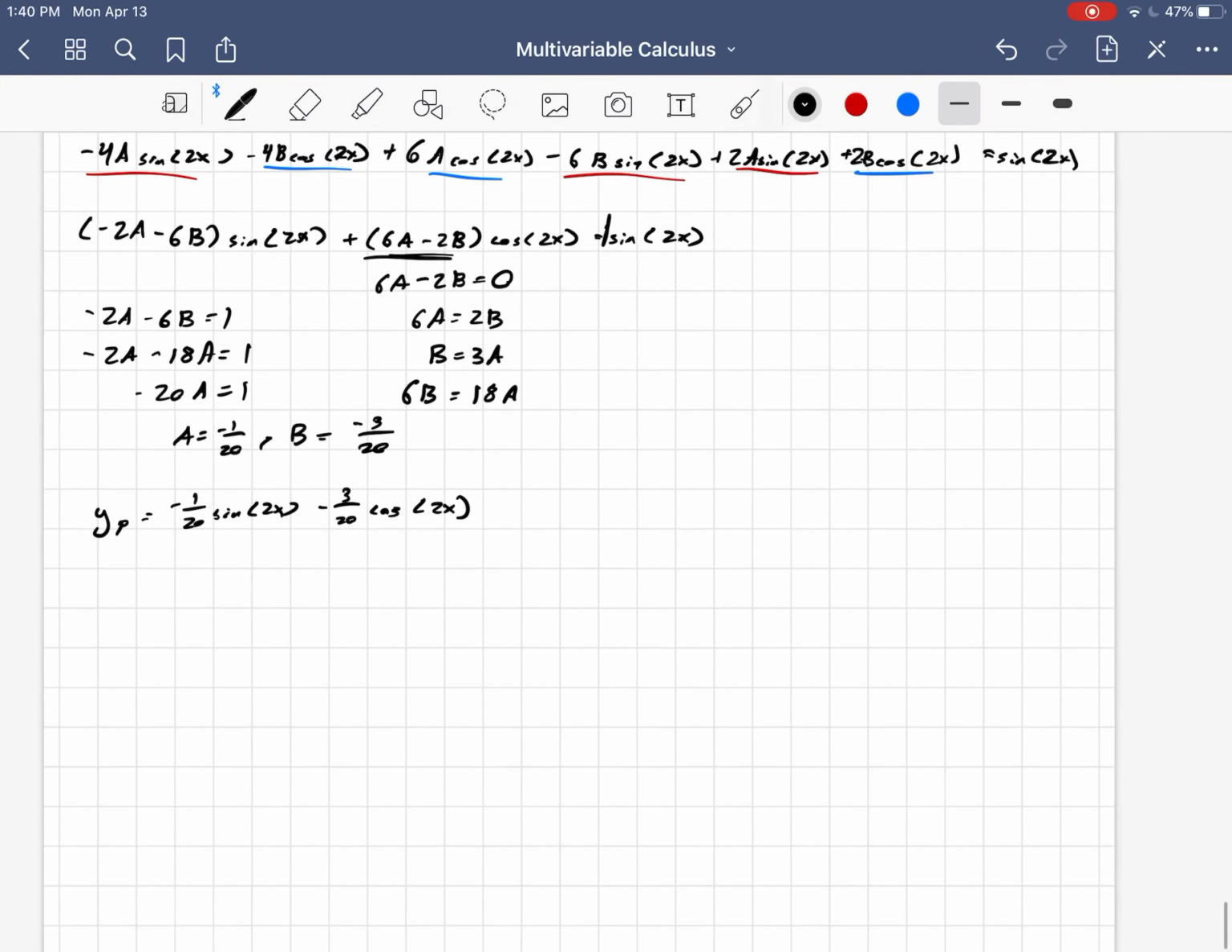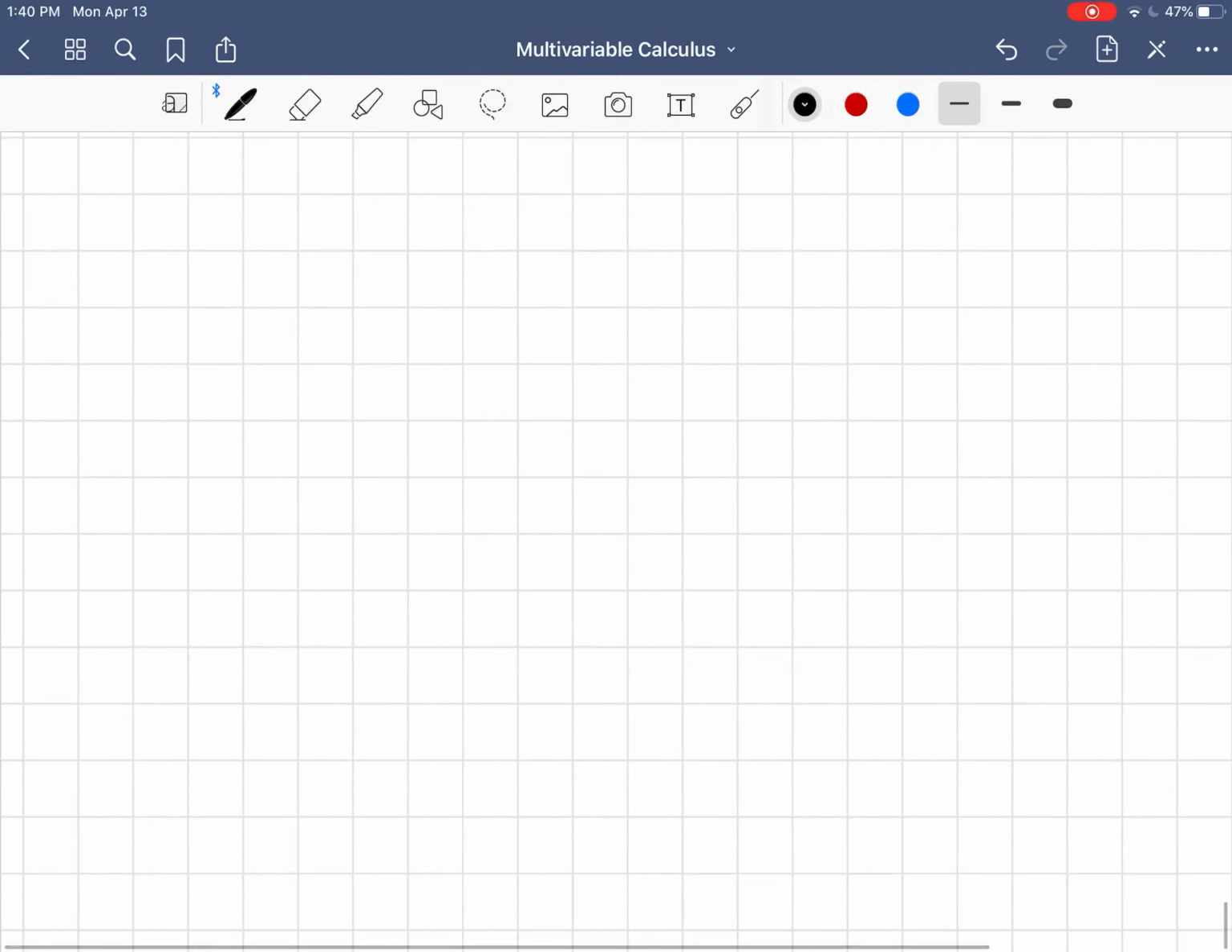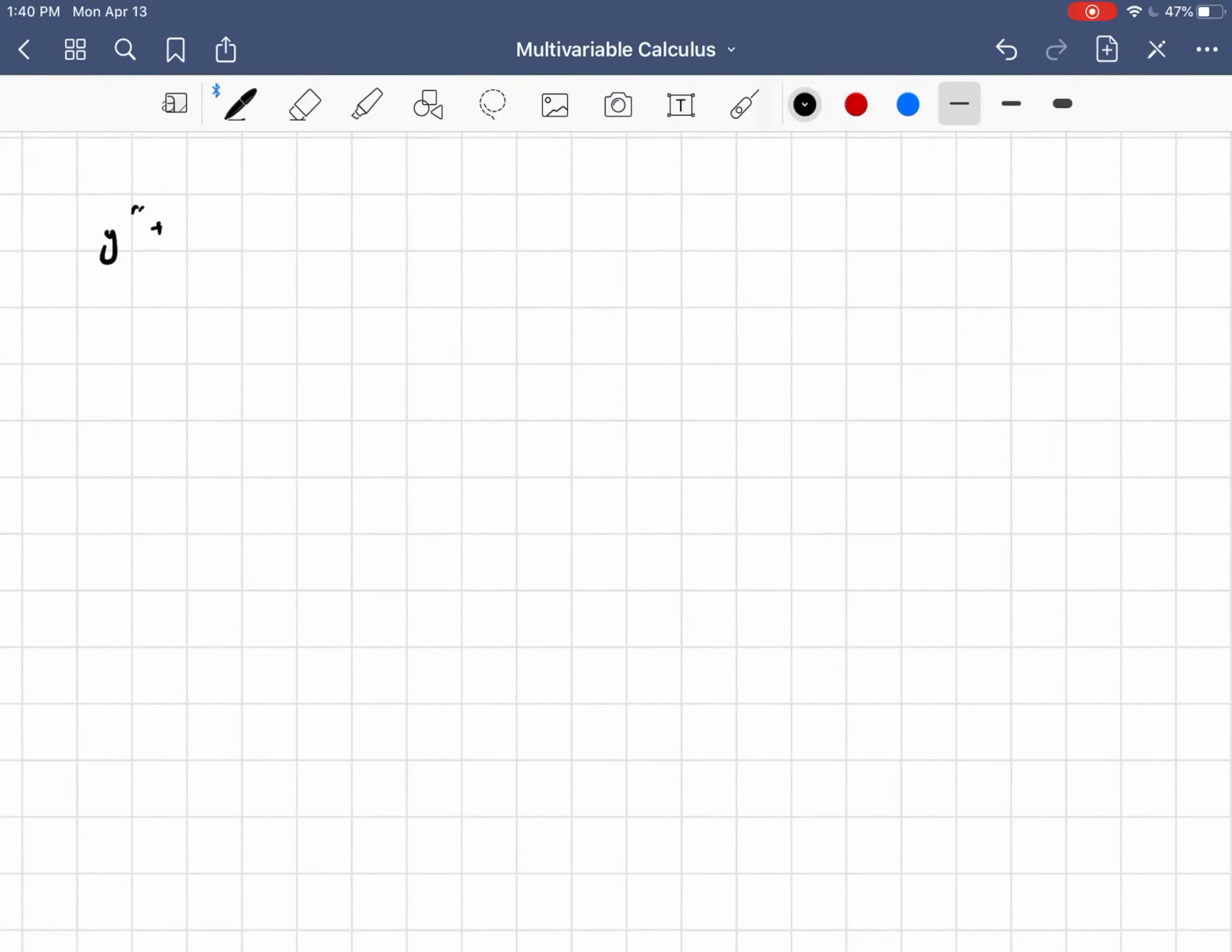Okay, a couple other things I need to talk about. I'm not going to go through the whole algebra again, but I'm going to talk about what we should guess for our y sub p. Let's say, for example, we still have the same y double prime plus 3y prime plus 2y, but let's say we had e to the 4t times the sine of 3t. What should we guess for our y sub p? Well, we're going to need a sine 3t, and we're going to need a cosine 3t, for sure.